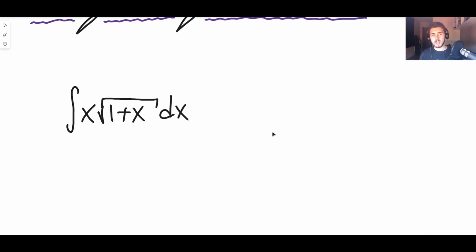Now, the thing is that this is not a reverse chain rule, and I'll leave the reverse chain rule video link in the description below. If this was x times the square root of 1 plus x squared, then yes, it would be a reverse chain rule, because you'd be multiplying by a multiple of the derivative of the inside of that bracket to the half, if you like to think of the square root in that way. It's not that, because there's no squared there, so it's not a reverse chain rule.